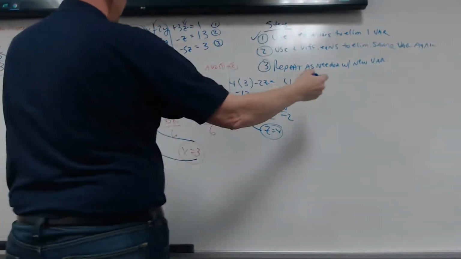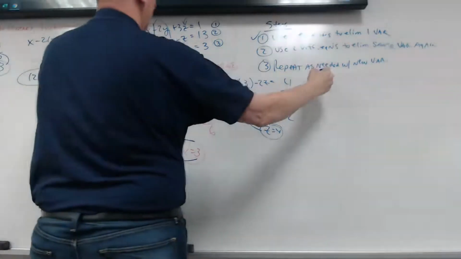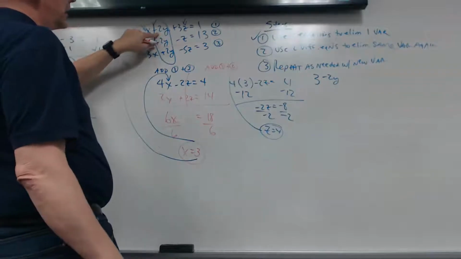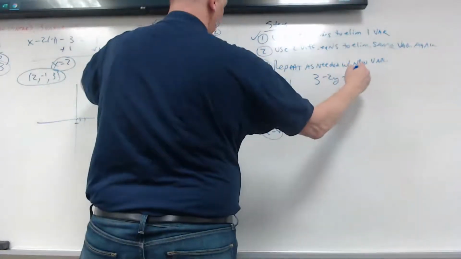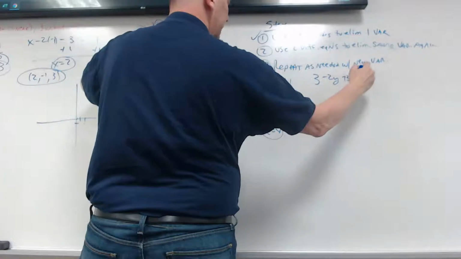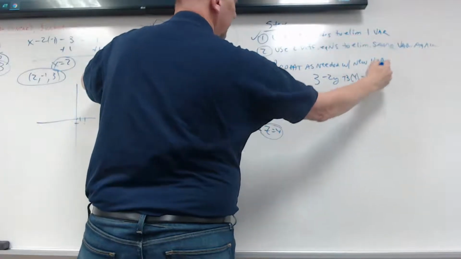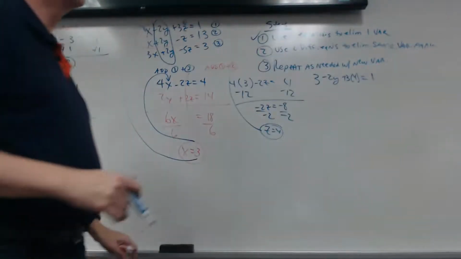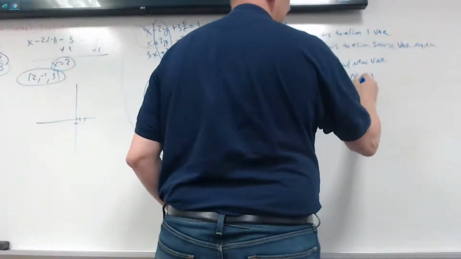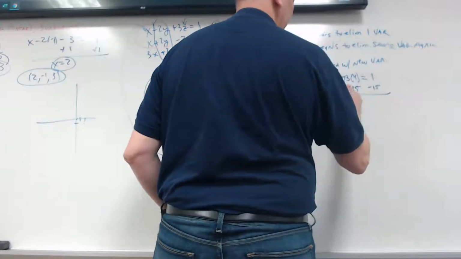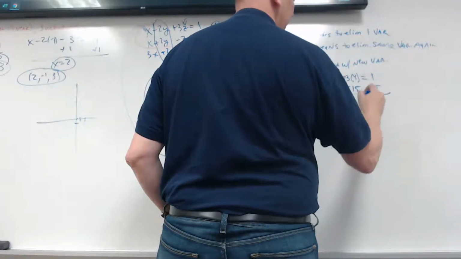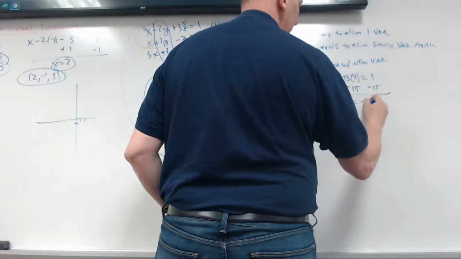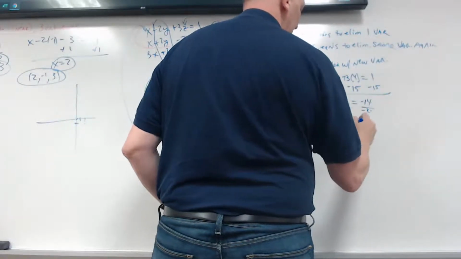And we're going to get 3 plus 2y minus 2y plus 12. Plus 3 times 4, which is 12, as you said, equals 1. So 3 plus 12 is 15. So we're going to subtract 15 from both sides. Negative 2y equals 14, divided by negative 2, y equals 7.